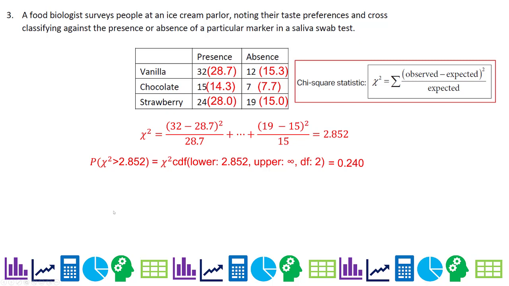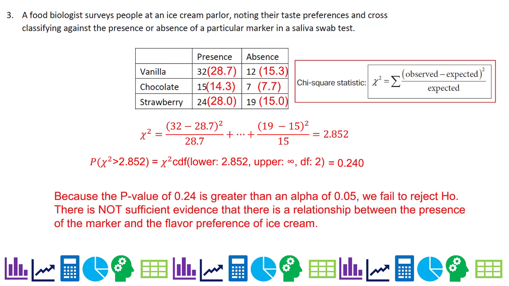So now we have our p-value 0.240, and because our p-value is greater than our alpha 0.05, we fail to reject H0, which means we do not have sufficient evidence for the alternate hypothesis that there is a relationship between the presence of the marker and the flavor preference of ice cream.